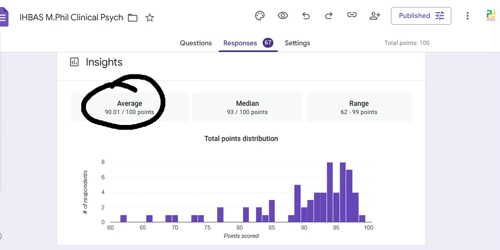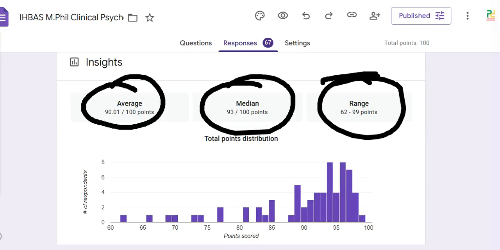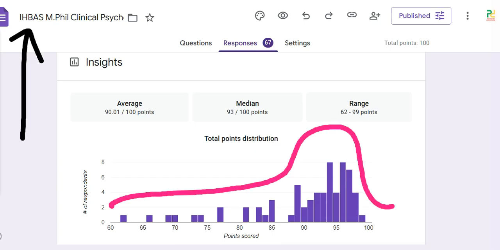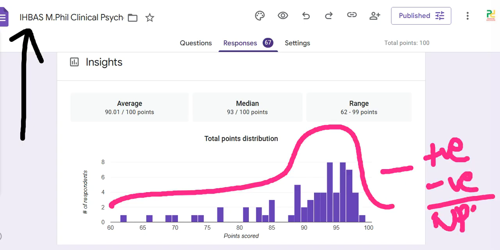This is the average score, this is the median, and this is the range of scores that you guys are scoring in this IHBAS MPhil clinical psychology free mock test that happened yesterday. First of all, before we start, try to identify which type of curve this is. Is it a positive skew, is it a negative skew, or is it a proper NPC curve?